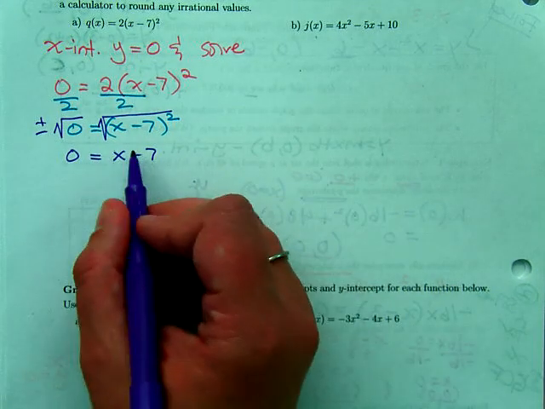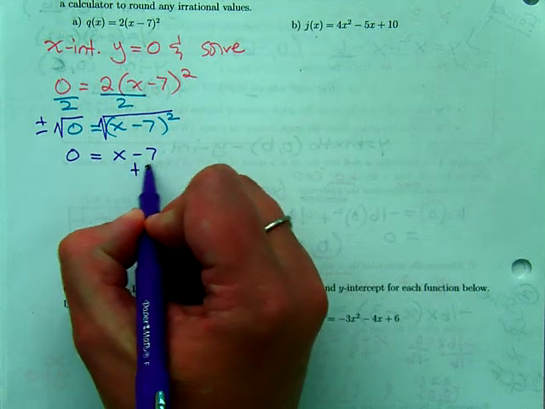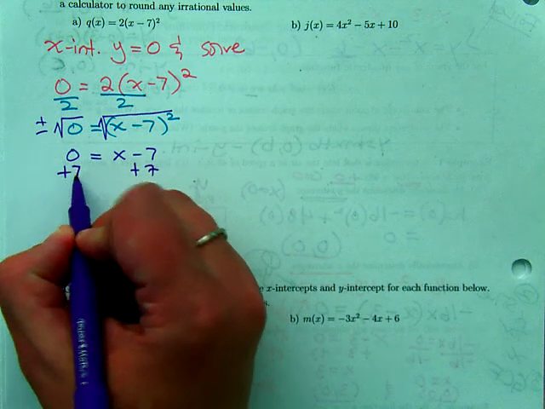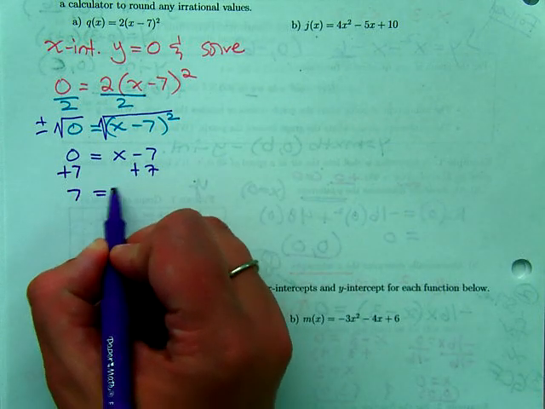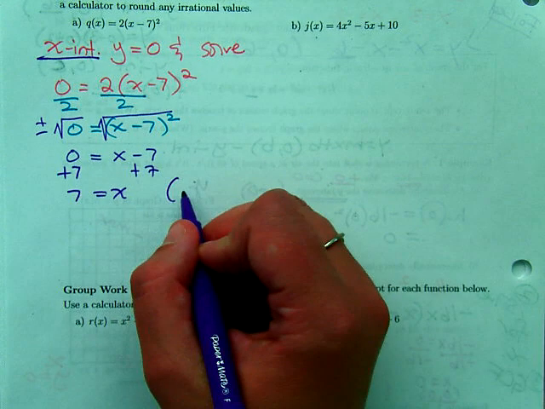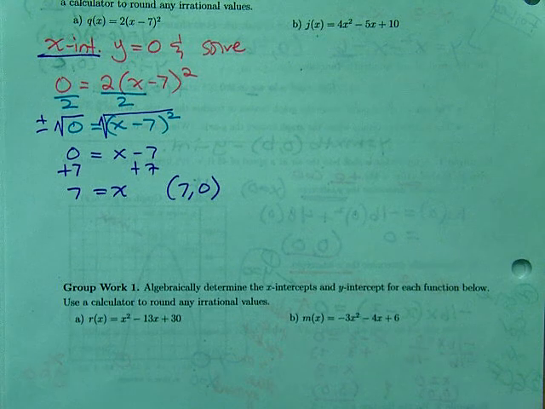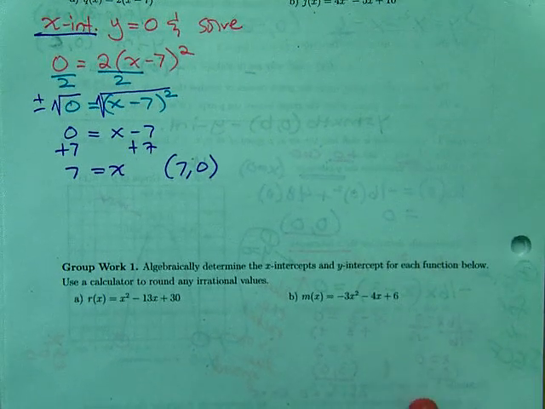So now how do I solve for x? What can I do to get x by itself? Add 7, right? So I get 7 equals x. That means my x-intercept is 7, 0. I only have one x-intercept for this one.